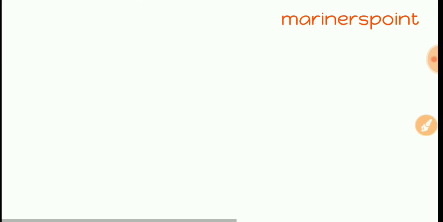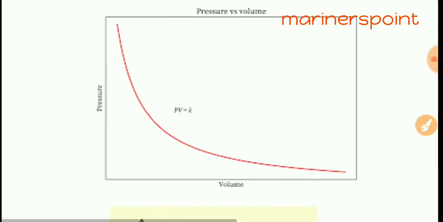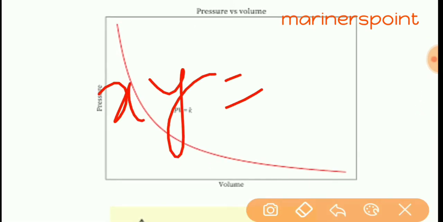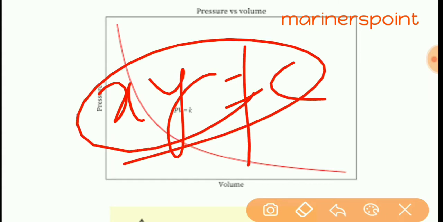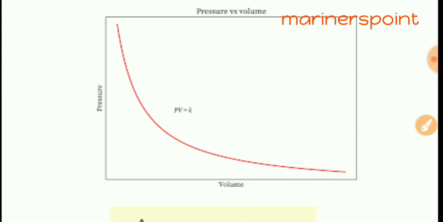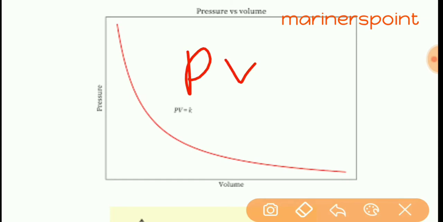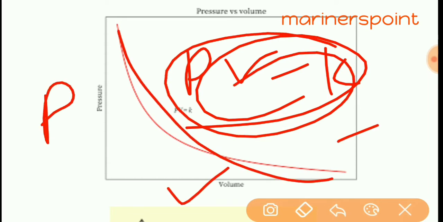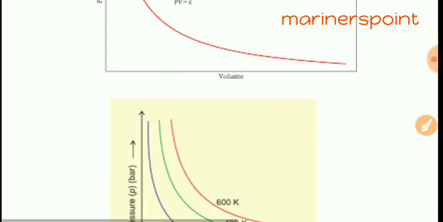Now comes the graph. What graph do we get? As we know that xy equal to c, its graph is like this, and we also have PV equal to k. Then we will get a graph like this, with temperature constant, and number of moles and R constant.